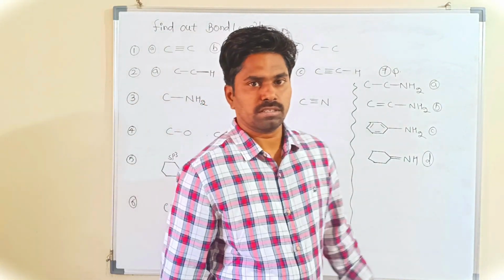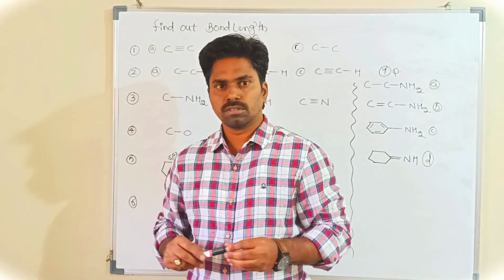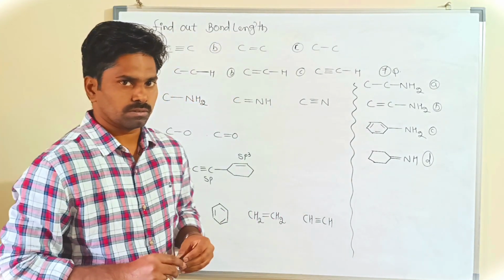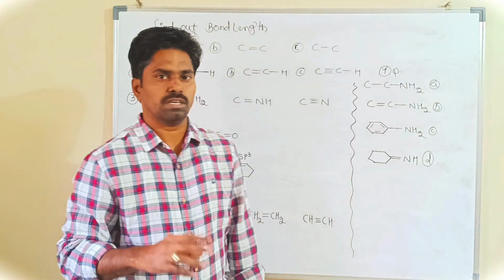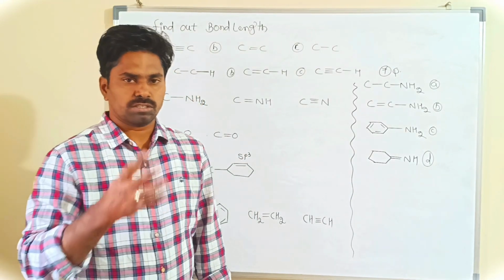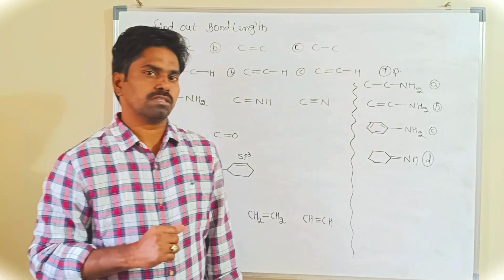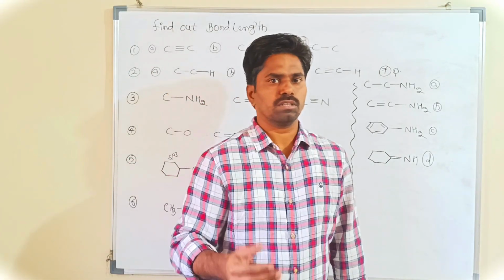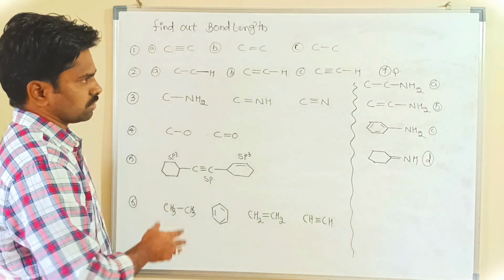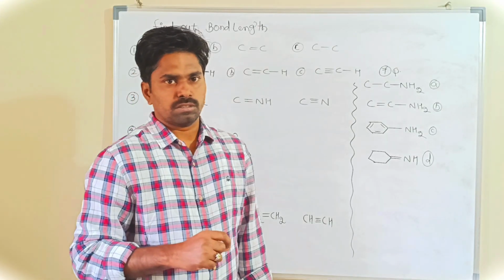In the last session I completed the factors affecting the bond length. There are 7 factors that affect the bond length: atomic size, bond order, hybridization, resonance, oxidation state, electronegativity, and repulsion of electrons, the lone pair of electrons. We know all those factors very well. So based on those factors, in this session we have to find out which has the highest bond length.